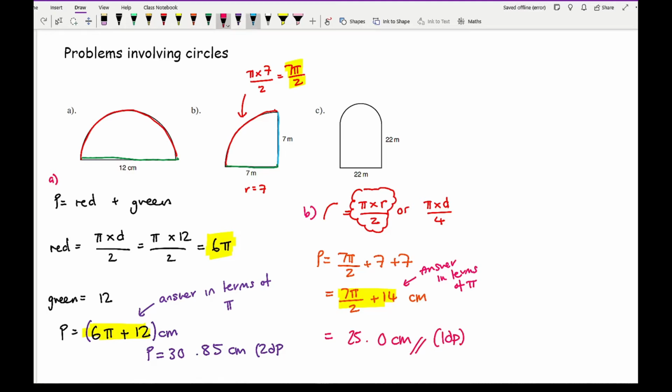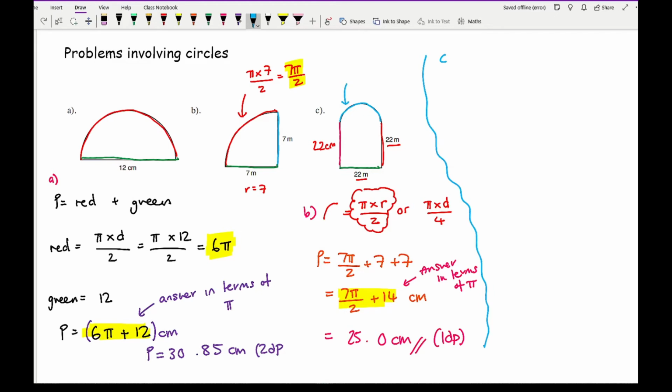Now working with C, and again if I just separate this down, here working with C. Now with C I've got 4 parts. I've got this semicircle, and I've got this length here, this length here, and this length here. Now the green length is 22, and this is 22. So the only thing I've then got to work out is this semicircle.